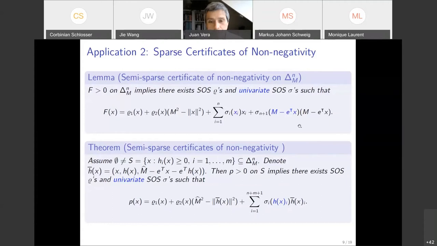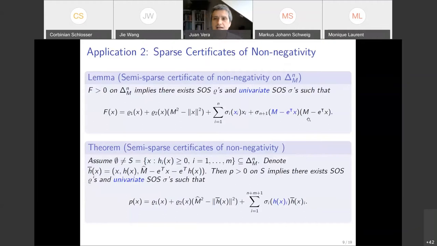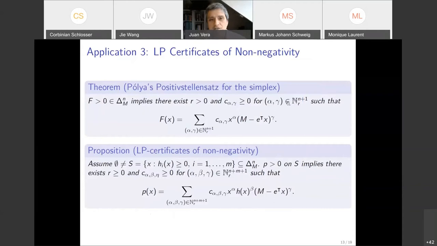So we can use this semi-sparse certificate, as I said. But again, the theorem allows me to prove something for the simplex, and then I can build this certification of non-negativity for any semi-algebraic set. The next step is another certificate of non-negativity for the simplex, and that's Polya. Polya is for the non-negative orthant, but using Polya, you can get a certificate of non-negativity for the simplex, and it's this theorem here.